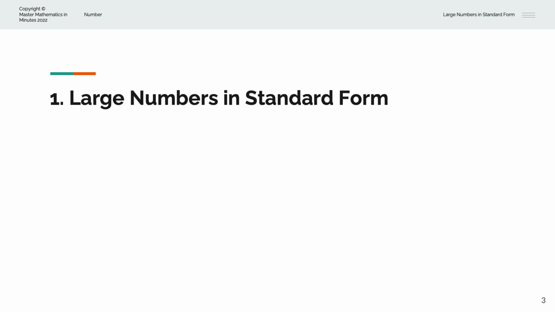So, what are large numbers in standard form? The definition of standard form is where we can write numbers as a multiplied by 10 to the power of n, where n is a positive or negative integer, and a is greater than or equal to 1, and a is less than 10.